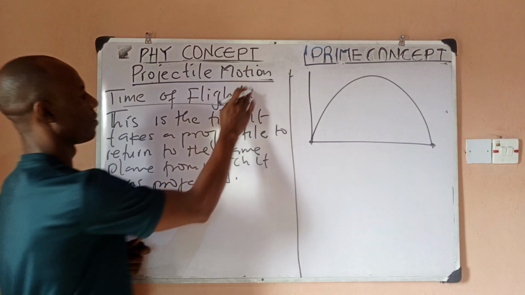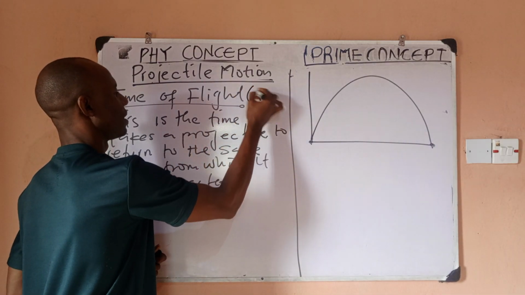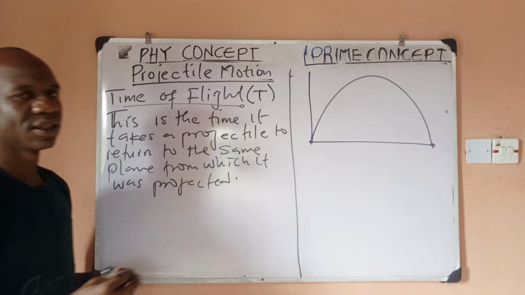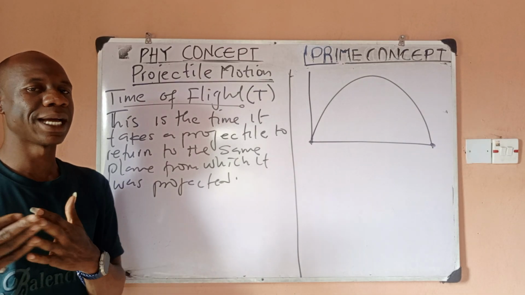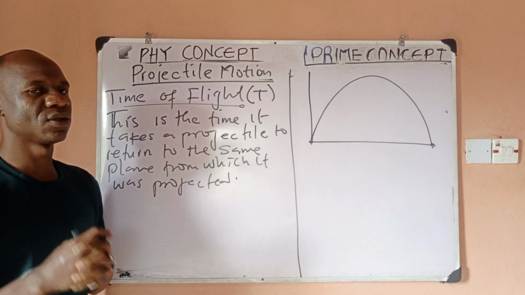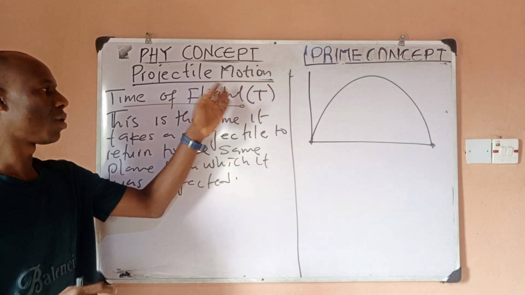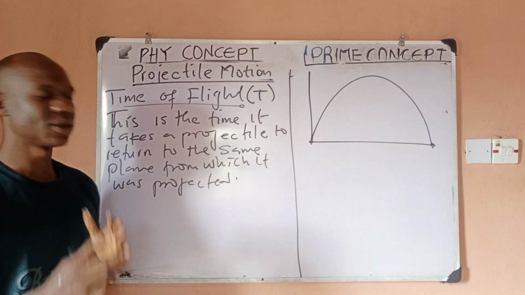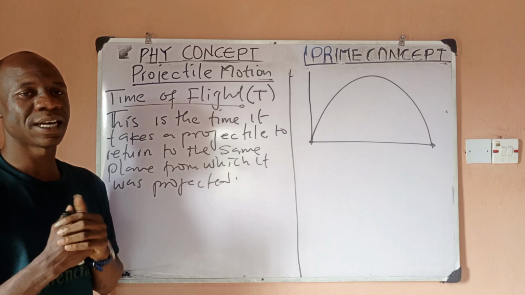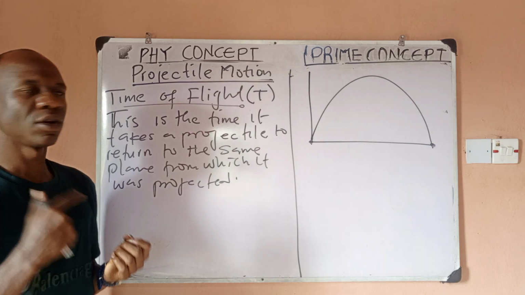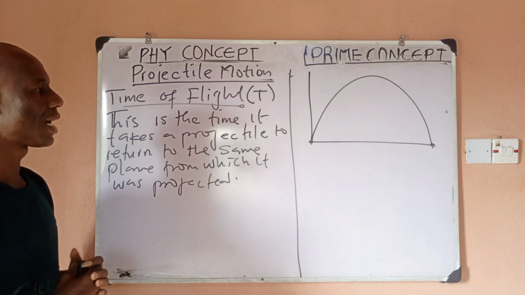So let me indicate it here. We'll be denoting it with capital T so that if we want to describe another time, we can now use small t to describe it. So total time, or the time of flight, is capital T. Now we want to see the relationship, the formula that can help us find out how long it would always take a projectile to hit the same plane of projection.